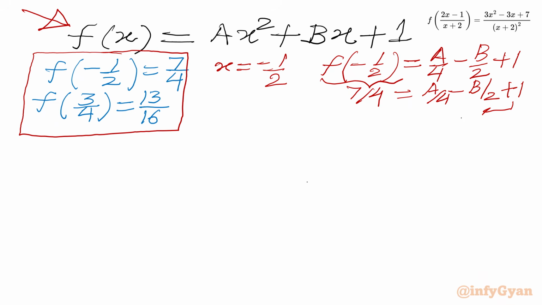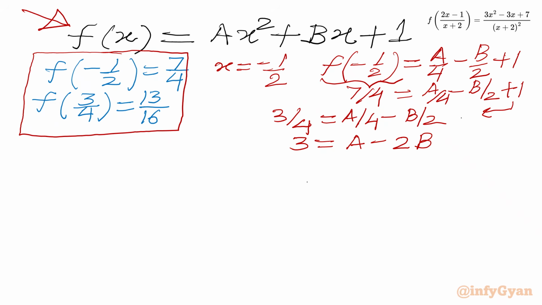Now we will take this plus 1 to the LHS. We will get 7 over 4 minus 1 is 3 over 4 equal to a over 4 minus b over 2. Now we will multiply this equation by 4. So we will get 3 equal to a minus 2b. Let's say this is equation 1.